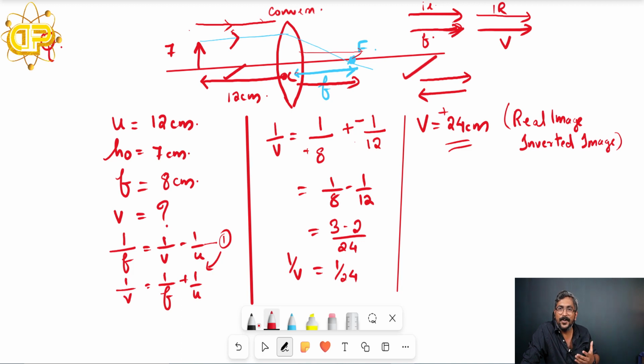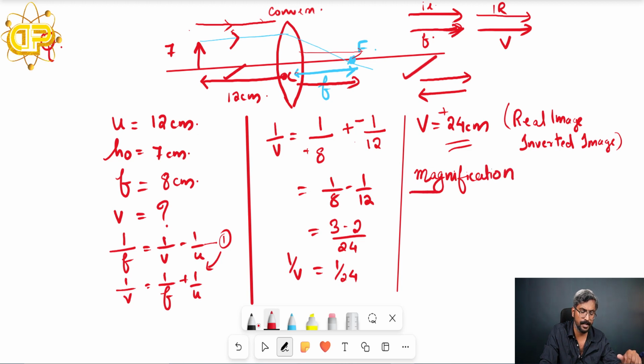So we'll find out what the height of the image will be. Let us see what happens there. Magnification is one of the terms coming here, so we'll study what magnification is. Then we'll go with the next part of this particular question. Magnification means it is the ratio of the height of the image to the height of the object.